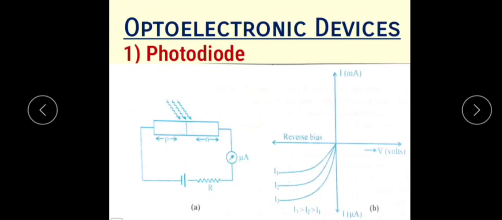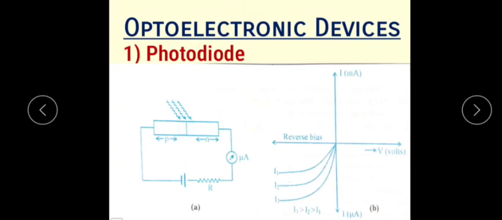The circuit connection for a photodiode is like this. In a reverse bias, the current through the junction is actually due to minority charge carriers. This is a reverse bias because the p type is connected to the negative battery and the n type is connected to the positive battery, hence it is reverse biased.